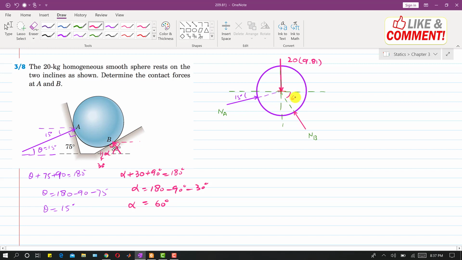So we can say that this is 60 degrees, right. So now we can apply the conditions of equilibrium. So if I write that the summation of forces along x is equal to 0, we need to resolve these two contact forces into their components, right. So this one will have one component in this direction, and it will have one component in this direction.